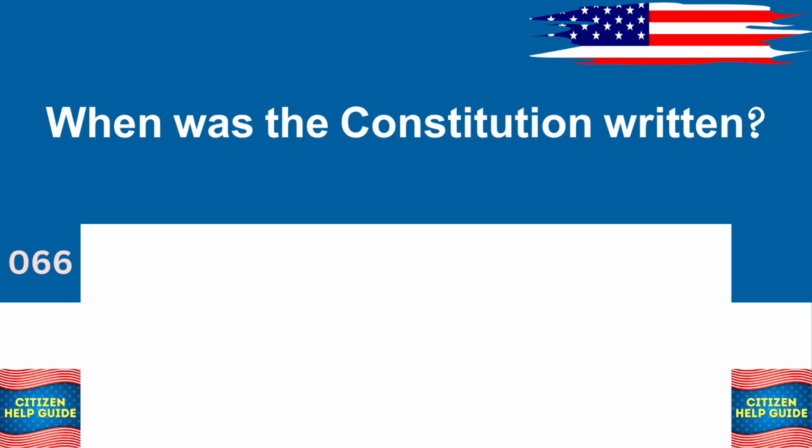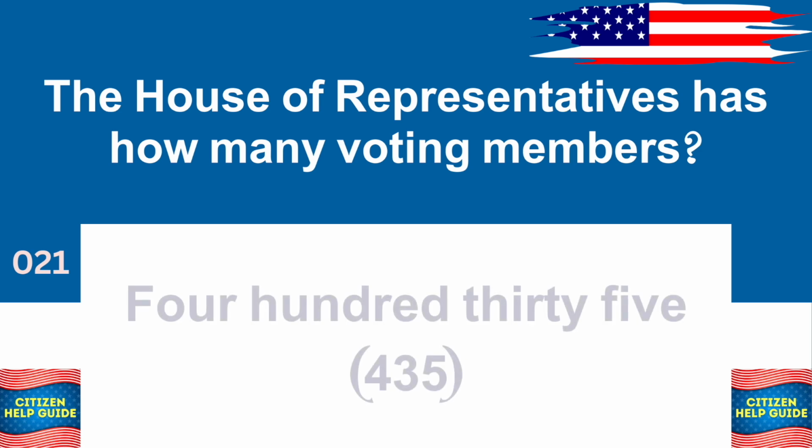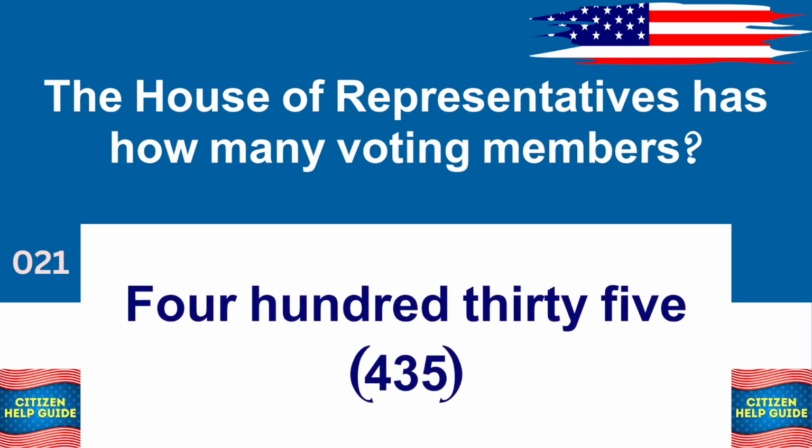When was the Constitution written? 1787. The House of Representatives has how many voting members? 435.